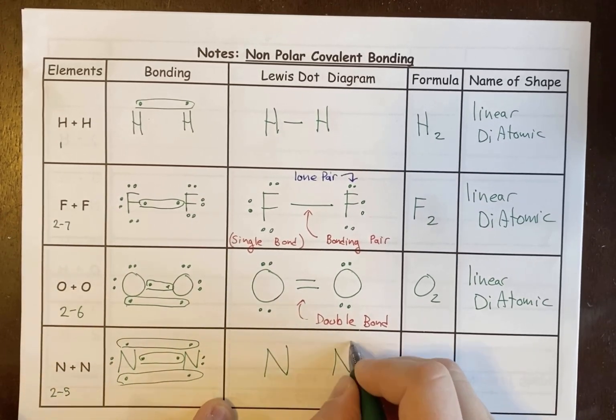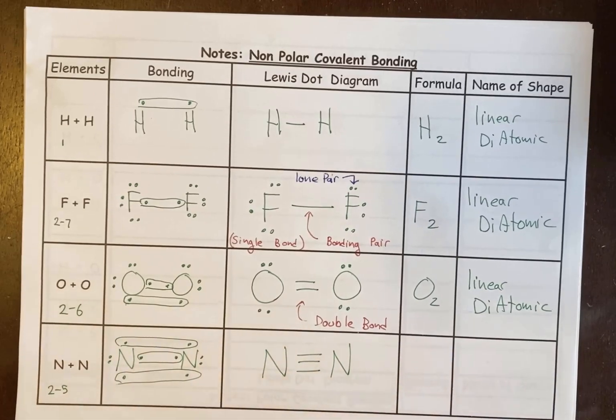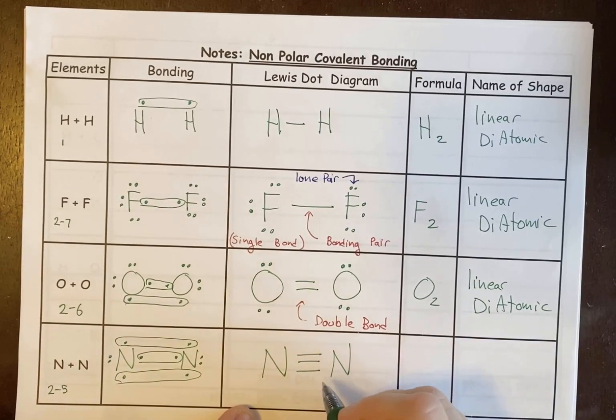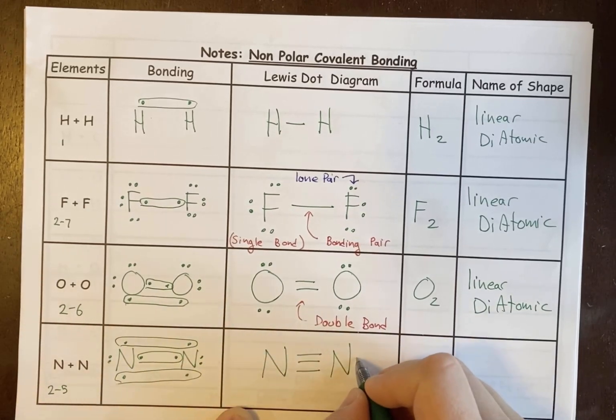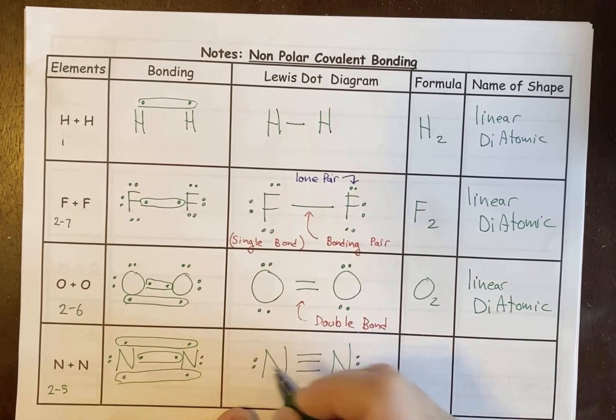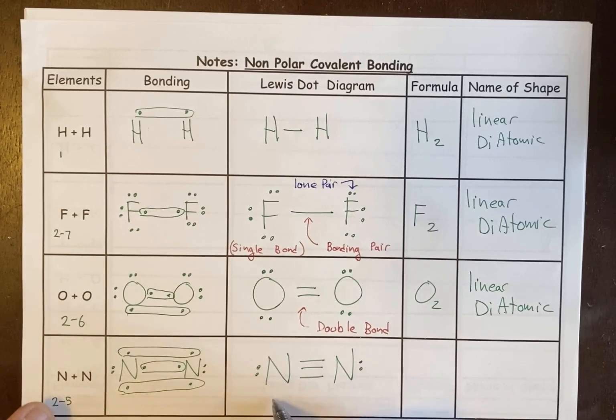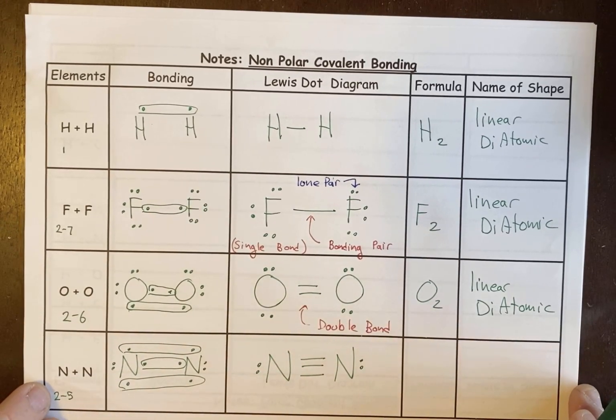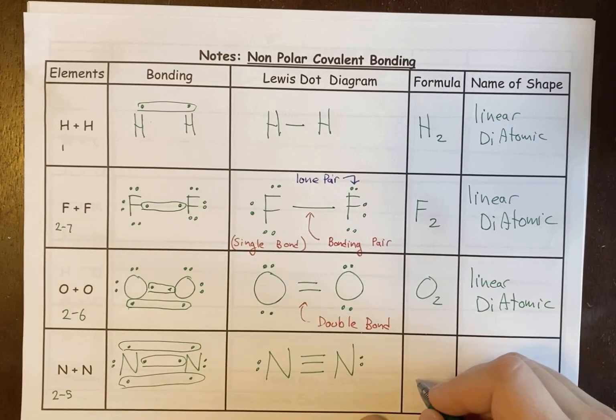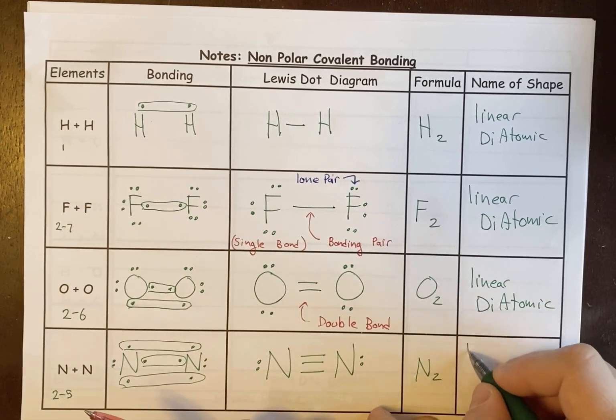When I clean it up and draw my Lewis dot diagram, my actual formula, or my model, it's going to look like this. 3 bonds, the 3 lines go right into the middle. The lone pairs, you could leave them exactly here and here, but in theory, you could have put them up, down, side. Doesn't really make a difference to me. It's not really going to matter. Formula N2.